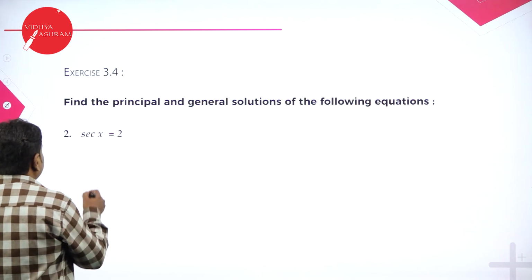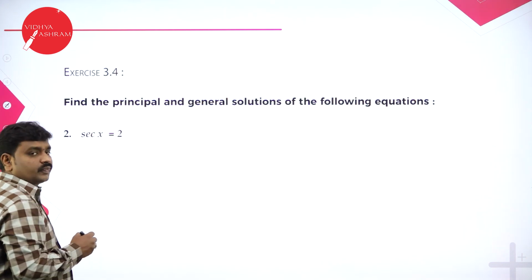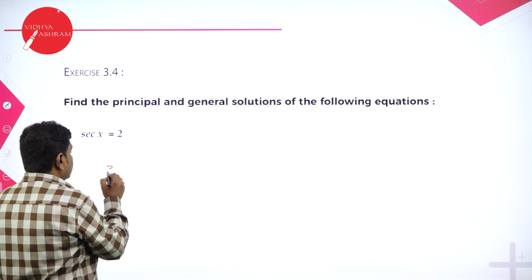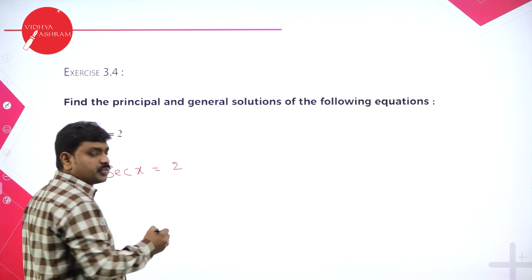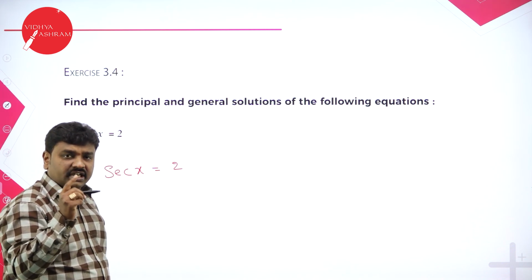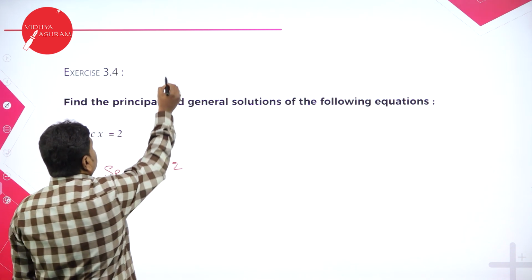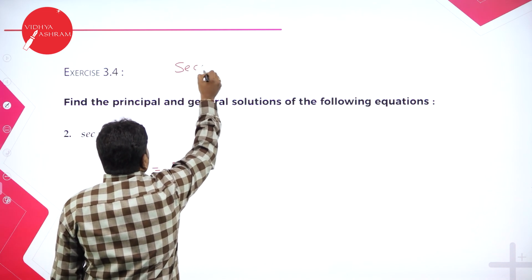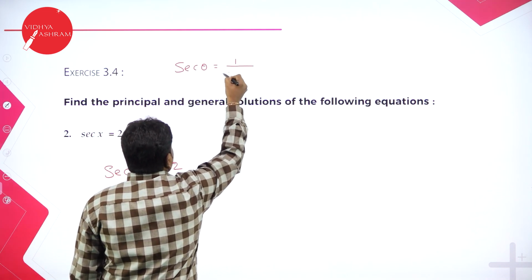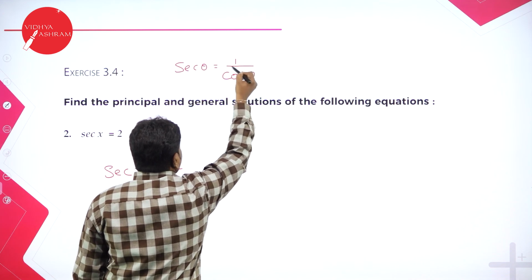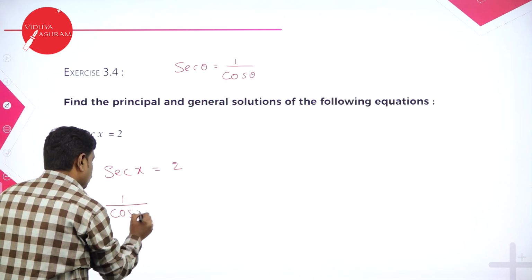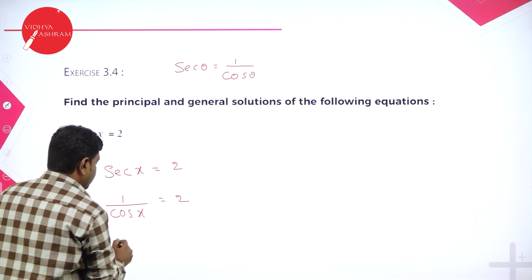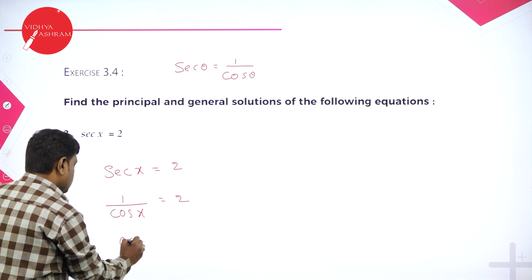Next, secant x is equal to 2. All of you know secant is the reciprocal of cos. Secant theta in mathematics is 1 by cos theta. You know the basics. Instead of secant theta, I can write 1 by cos theta. So I'll write 1 by cos x is equal to 2. Take reciprocal on both sides. So cos x is what?